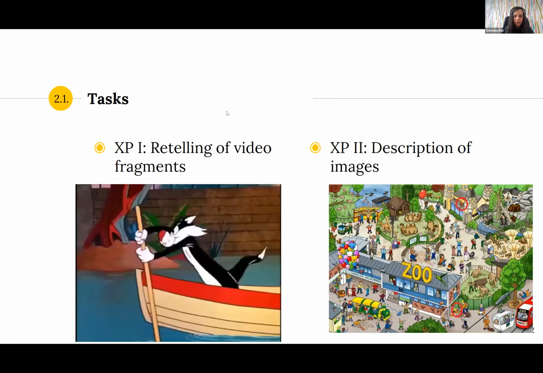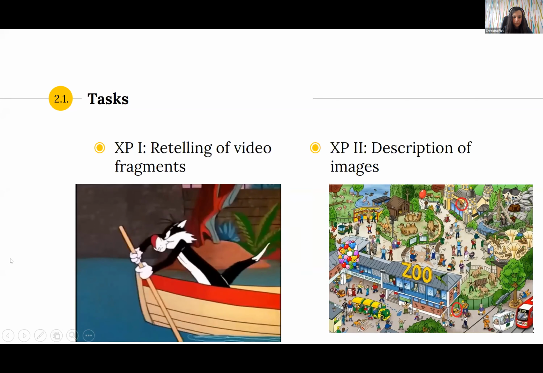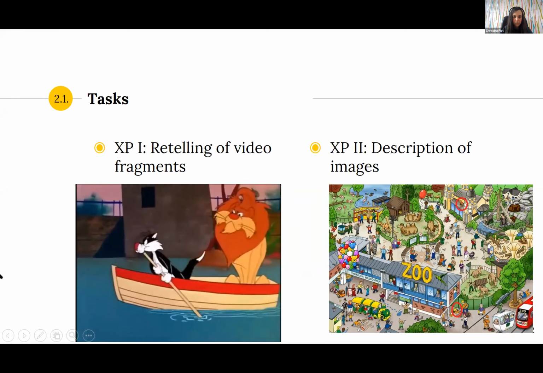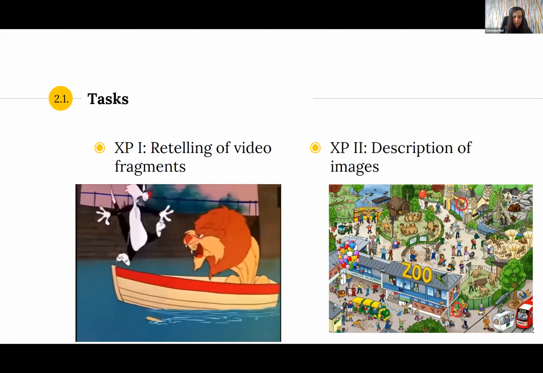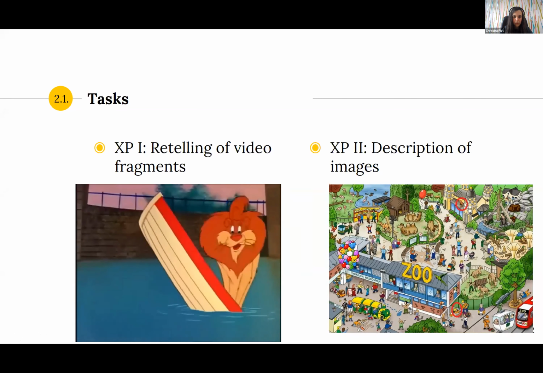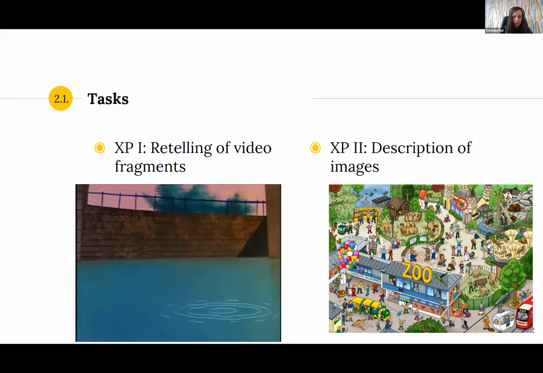So to answer these research questions, I conducted an experiment, which was divided into two parts. The first one was a retelling of video fragments from the cartoon Tweety and Sylvester. So here you have an example. So this was an individual task. Participants had to retell me what they had just seen.